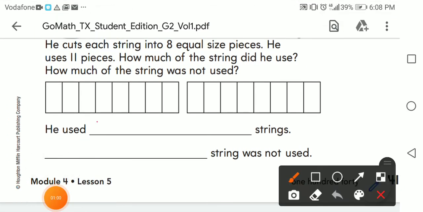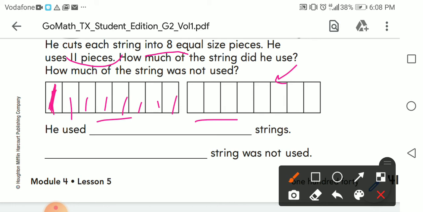How about this one: I have here James has two same size strings, as you see, and each one is cut into eight equal pieces. One, two, three, four, five, six, seven, and eight, and I have another one with eight parts, okay? He uses 11 pieces. So I will color 11. 1, 2, 3, 4, 5, 6, 7, 8, 9, 10, 11.